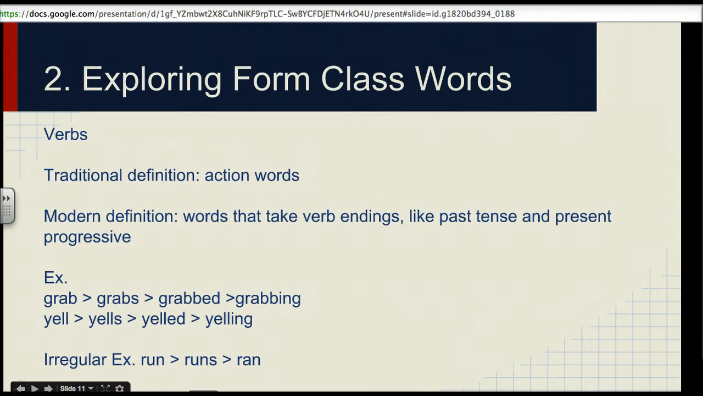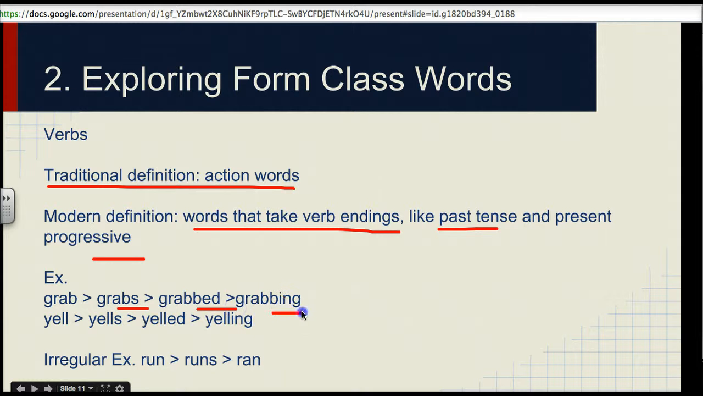The last thing we're going to look at is verbs. So a traditional definition of verb would just be an action word. So traditional definition would be any action words that we have. But when we look at form class verbs, we're going to look for things that take different verb endings like the past tense or present progressive. So here we have grab, grabs, grabbed, grabbing, yell, yells, yelled, yelling.